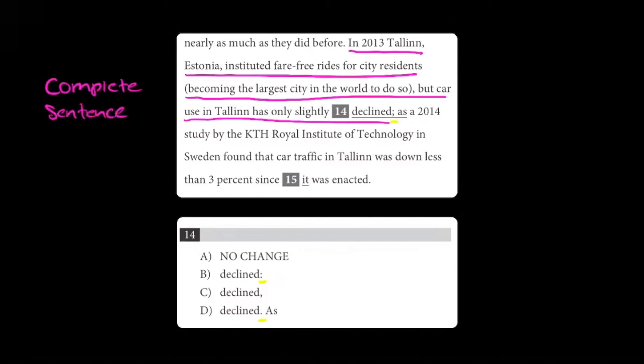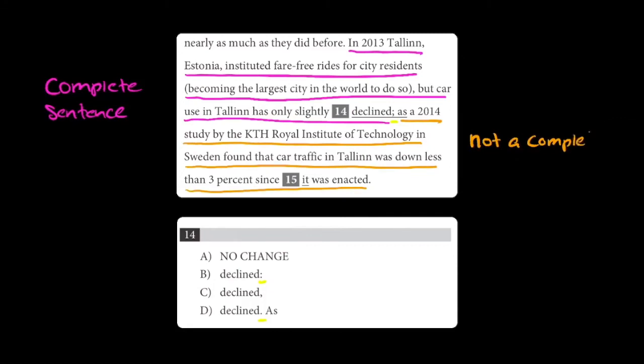Now we need to figure out if there's a complete sentence after the punctuation, and it turns out that this is not a complete sentence: "as a 2014 study by the KTH Royal Institute of Technology in Sweden found that car traffic in Tallinn was down less than 3% since it was enacted." The "as" at the beginning of the sentence goes nowhere, so this is not a complete idea, and therefore it is not a complete sentence. So that means we can eliminate the answer choices with semicolons and with periods. So A and D are both out.